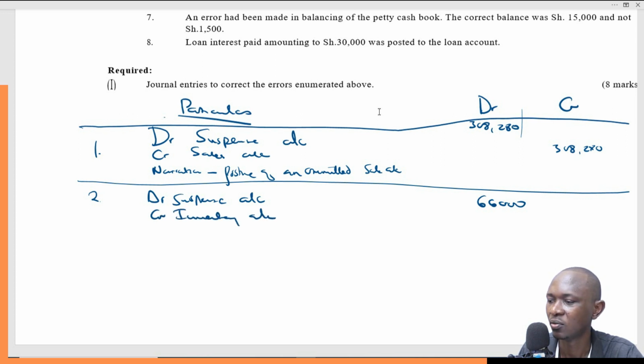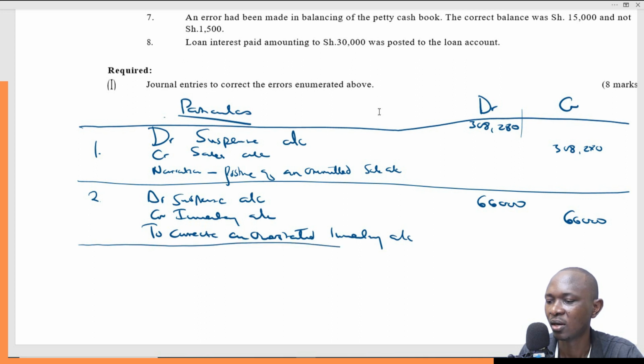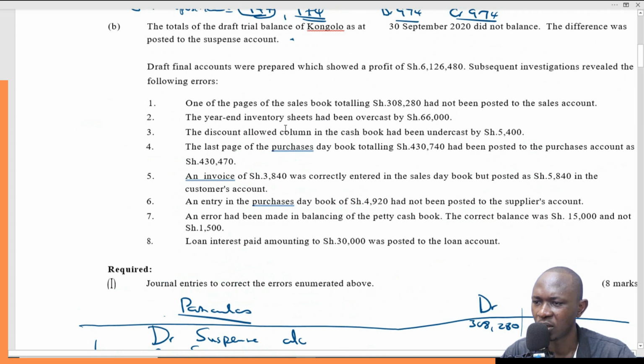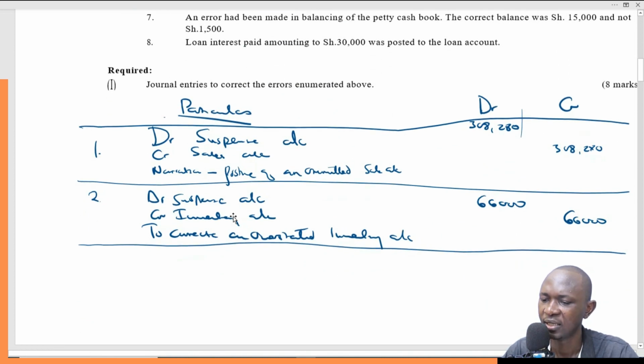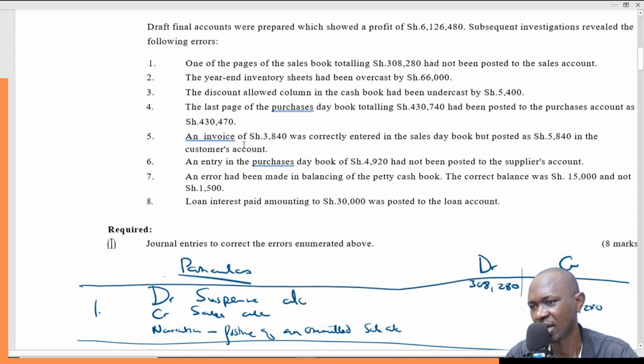Credit the inventory account with 66,000. This is to correct an overstated inventory account. The year-end inventory sheets had been overcast by 66,000, so we credit the inventory account to correct the overstated inventory account.